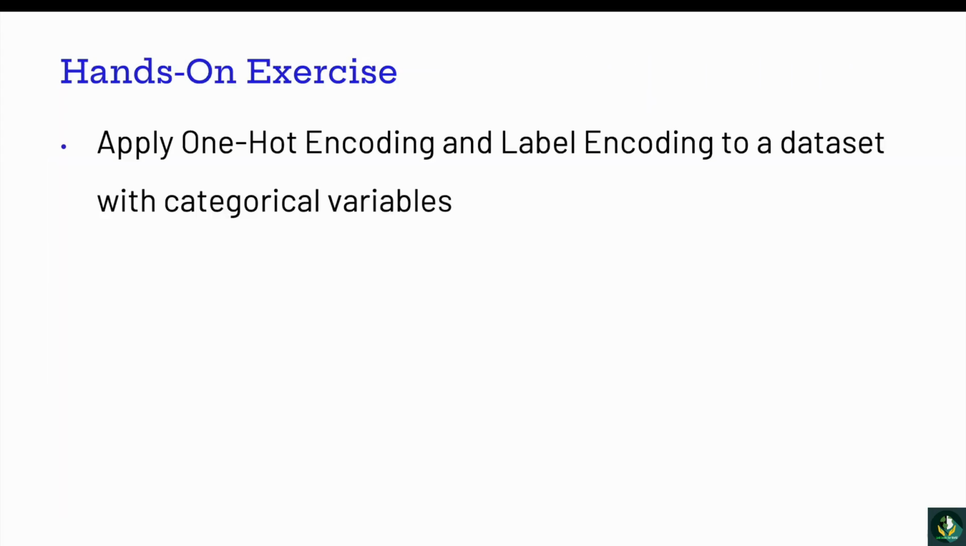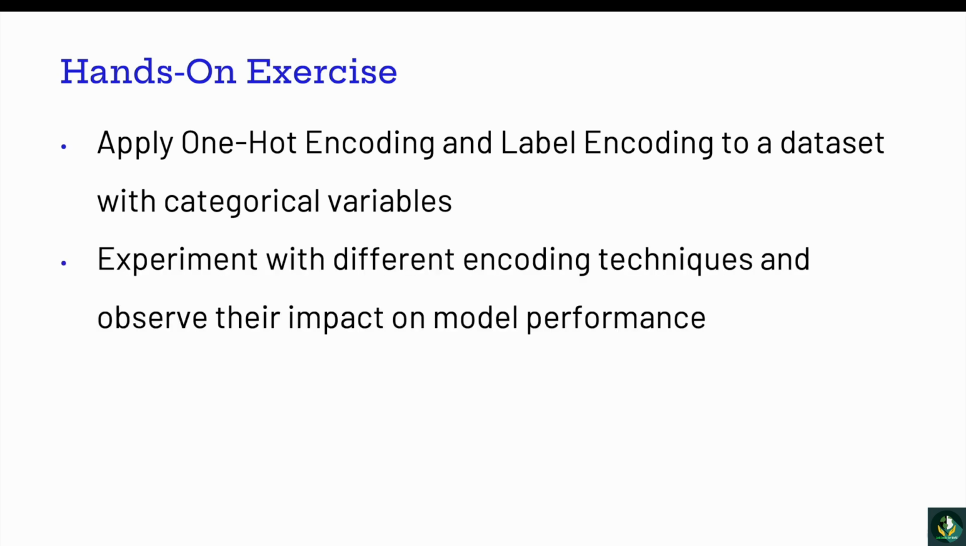The exercise here is to apply one-hot encoding and label encoding to a dataset with categorical variables, and then experiment with different encoding techniques and observe their impact on model performance. The dataset we will use here will be the Titanic dataset, which contains features like sex, where the user embarked, and the class, Pclass, for encoding. Let's go ahead and start with our steps.